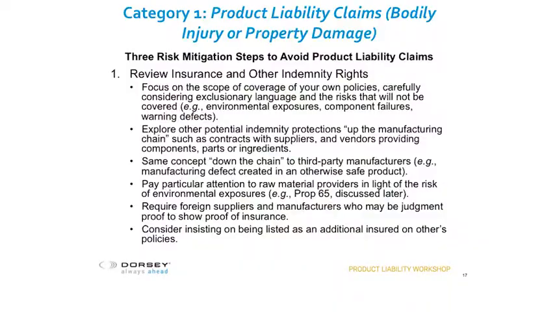So enough about the problem. Let's pivot to try to talk about the solution and what we can do to avoid this parade of horribles. There are three risk mitigation steps that relate to product liability cases that I'd like to touch on very briefly here. The first may seem like a bit obvious. Okay, I came to this seminar for you to tell me that I should have insurance. Having insurance is obviously the first step to avoiding or mitigating against these risks.